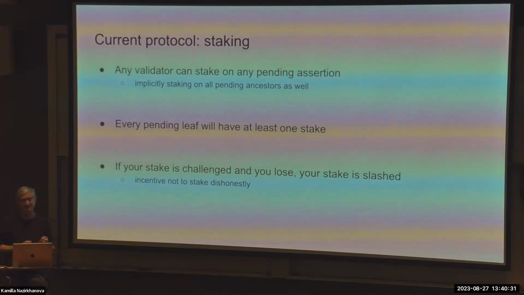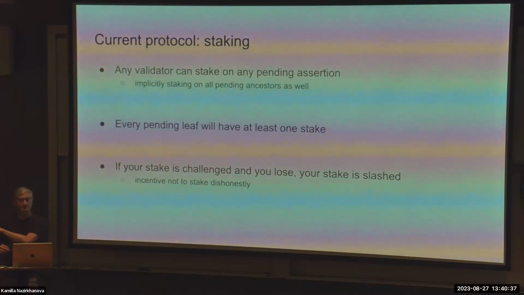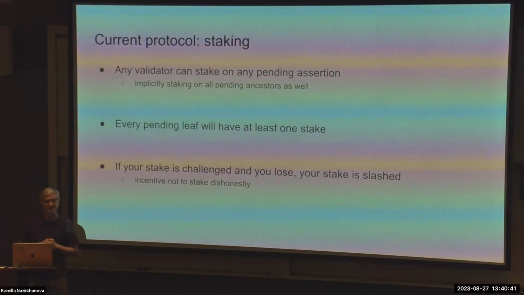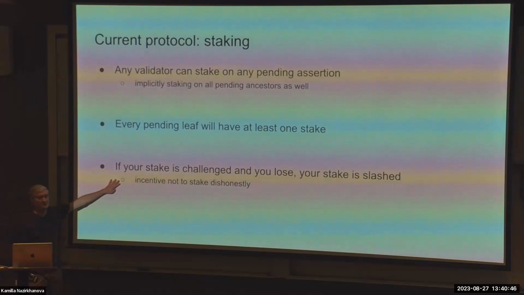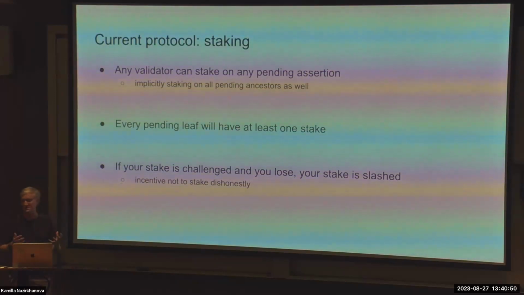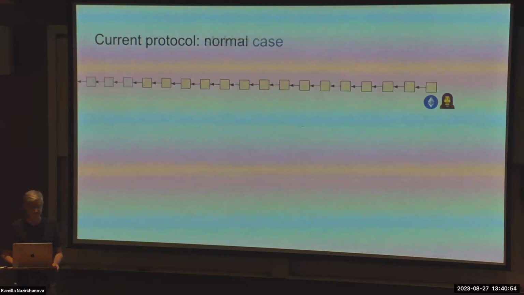Every pending leaf will have at least one stake on it, because anything that is not either staked on or the predecessor or indirect predecessor of a staked-on thing will be pruned off. And if your stake is challenged and you lose and your branch is determined to be wrong, then your stake is slashed. And that's what creates the incentive not to stake dishonestly.